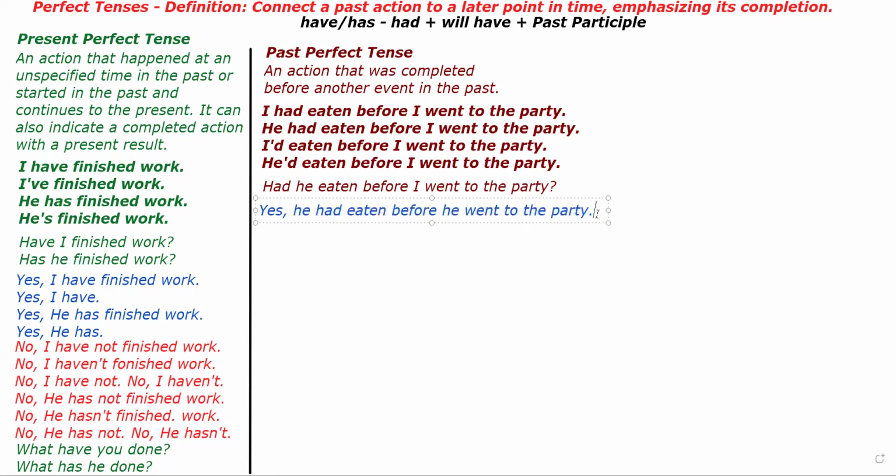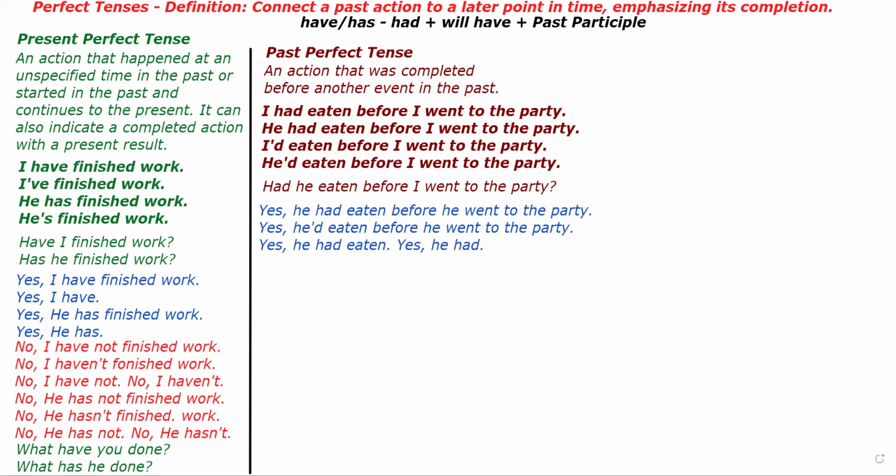Or we could say yes, he'd, right? Oh my gosh, one second. We could say yes, contraction, he'd eaten before he went to the party. Or yes, he had eaten, right? Or yes, he had. Even shorter. Okay? Very good.